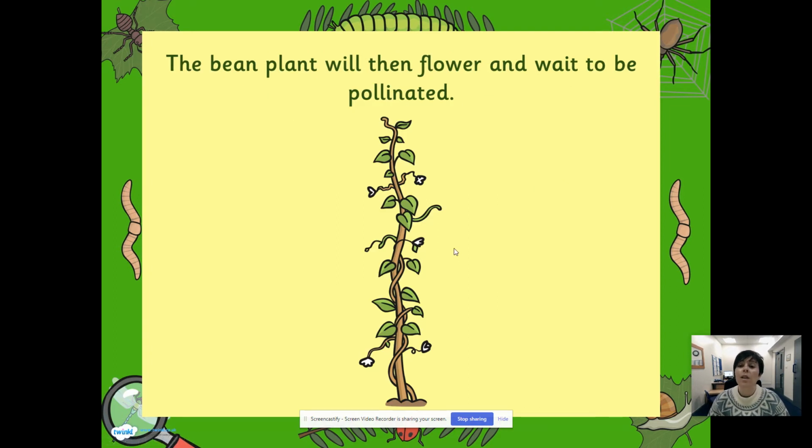The bean plant will then flower and wait to be pollinated. So can you see where these flowers are? Can you see those flowers on there, on your bean plant? Now, when something is pollinated, that means that the pollen from the male part of the flower will rub or drop onto a pollinator, sometimes insects, sometimes bees and things like that. That pollinator will then take the pollen to another flower where it sticks to the stigma, and that's the female part, the girl part. And that's how the plant makes sure that it will grow lots of beans.